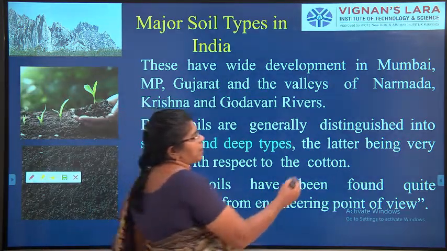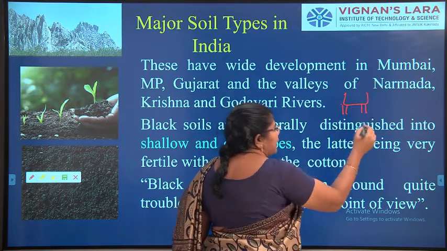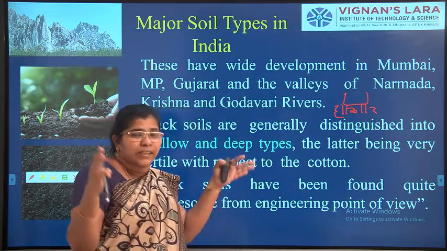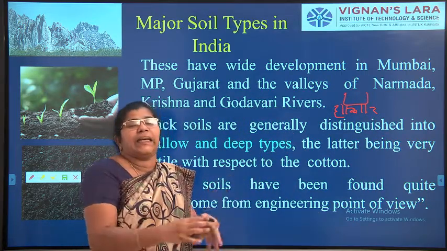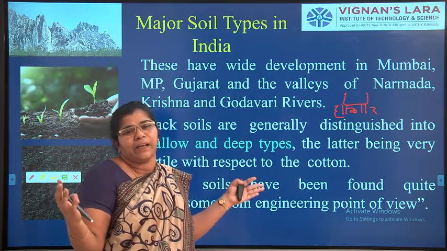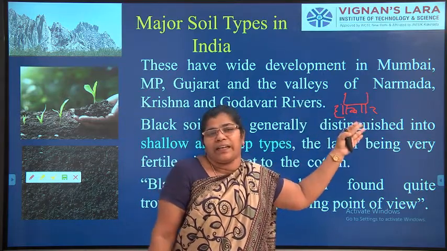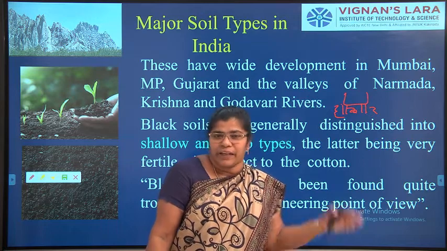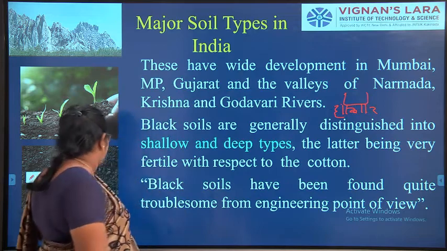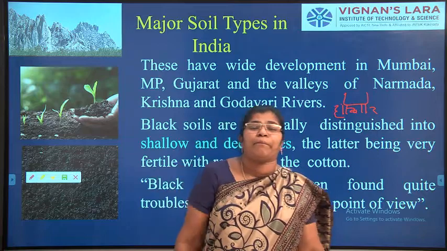For example, if I am building a structure with a foundation on black cotton soil, what will happen? It will shrink in the summer season and expand in the winter season. Due to the shrinkage and expansion, there will be movement of the foundation and the soil layer, which makes the soil weak, and the building will develop cracks. So it is not suitable, particularly from the civil engineering point of view.